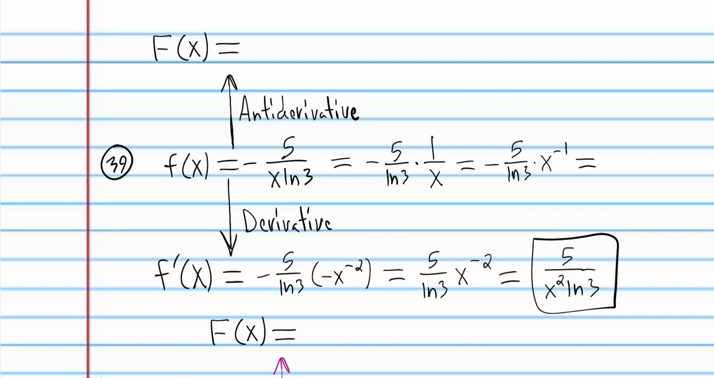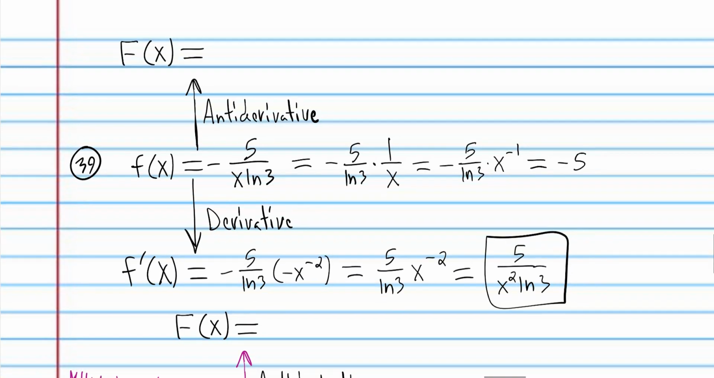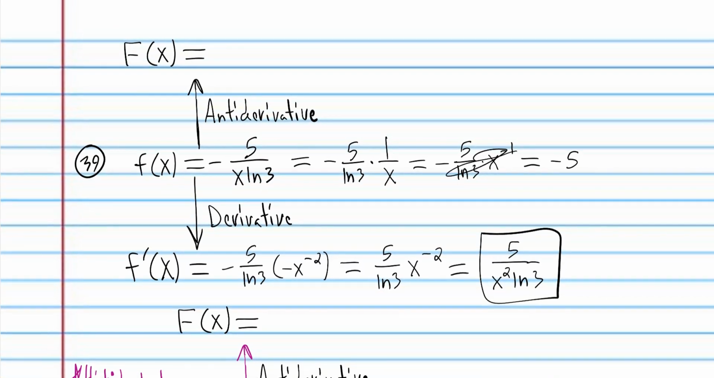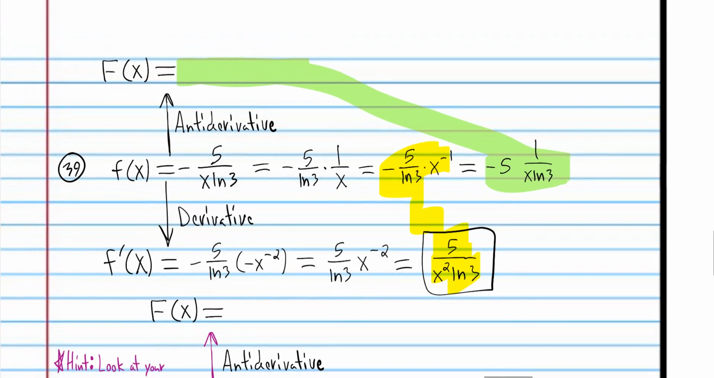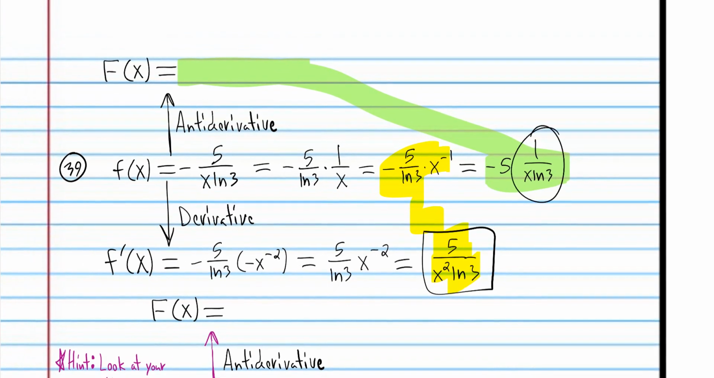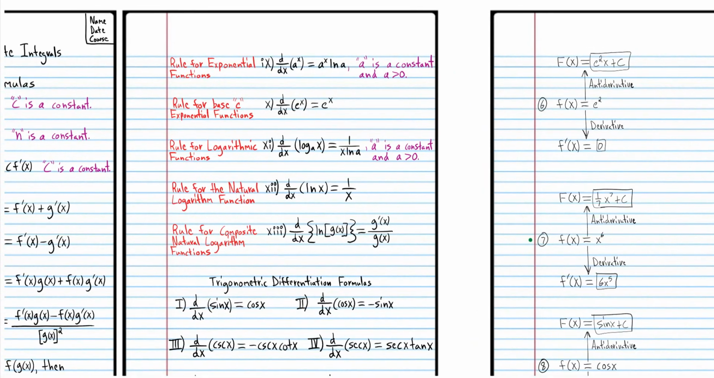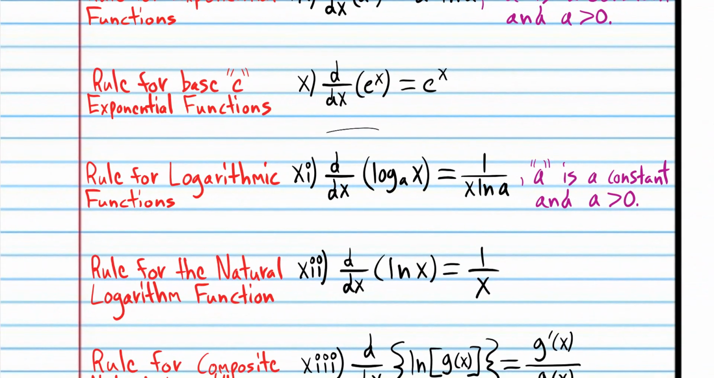Now we're going to have to factor out the negative 5. So we use this expression here to find the derivative, but we're going to use this expression to find the antiderivative. This expression is going to be negative 5 times 1 over x natural log 3. So let's consider this expression here, and we'll look at exponent rule number 11.